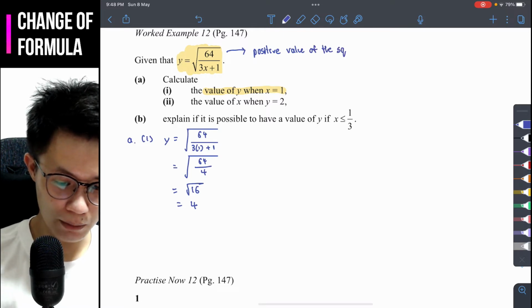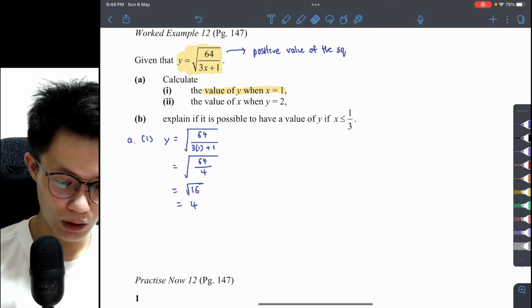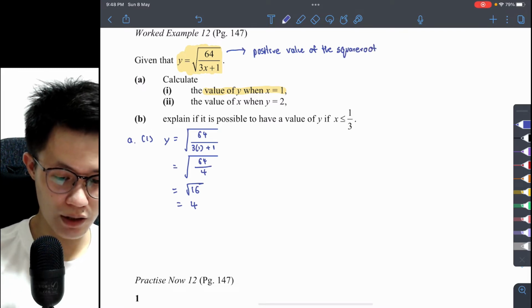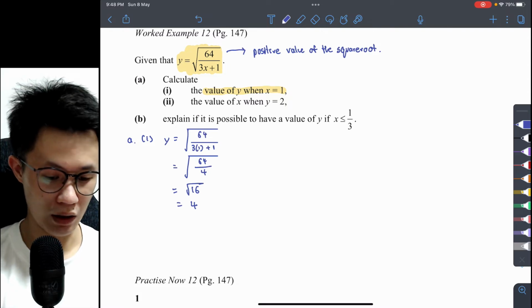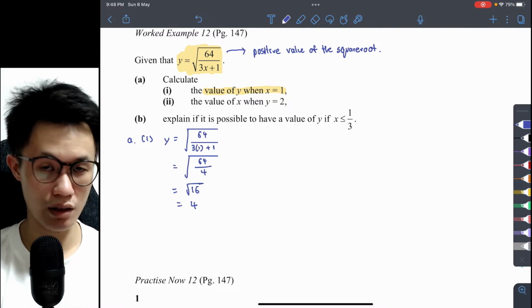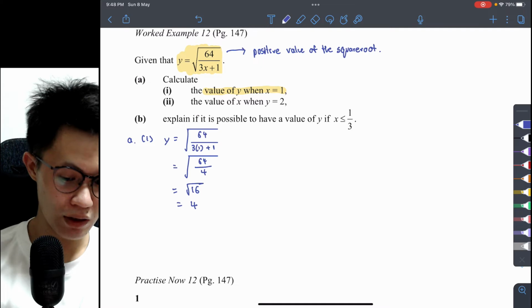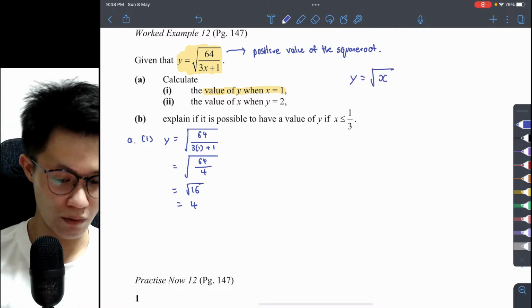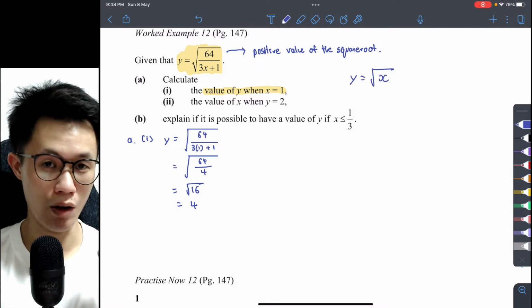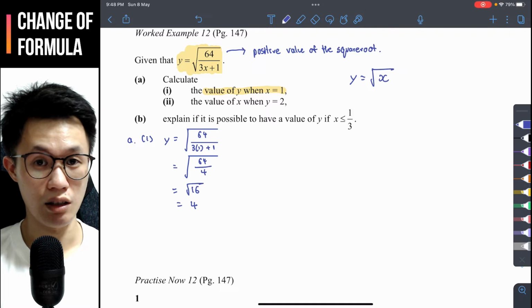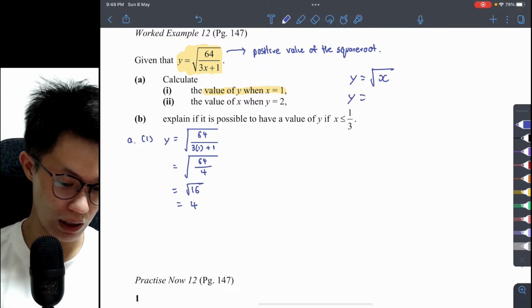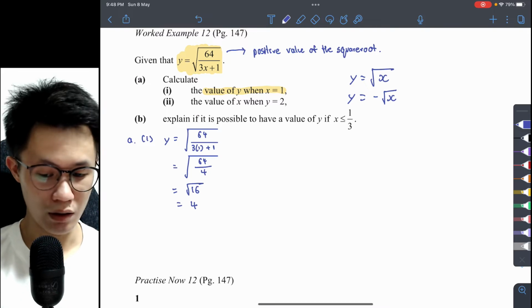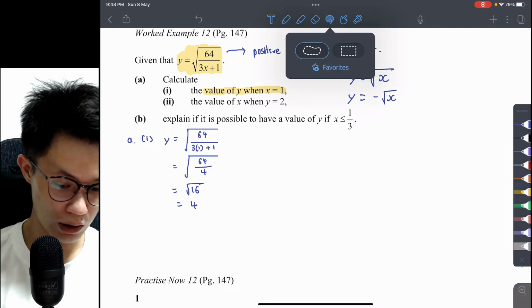So that's why in this case I'm not going to consider the negative value, because the question has already written there that they only want the positive value of the square root. It is a convention in mathematics that when you just write y is equal to the square root of x, we simply mean the positive answer of the square root. If the question states that they want the negative, they will write it as negative square root x. Okay, just something to take note of here.